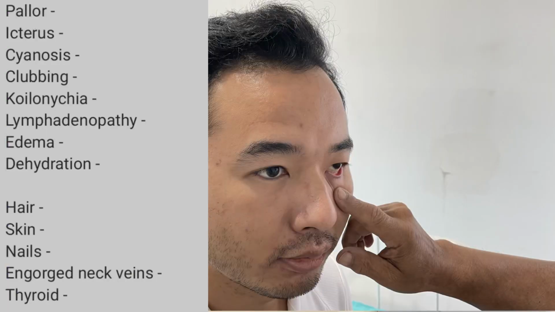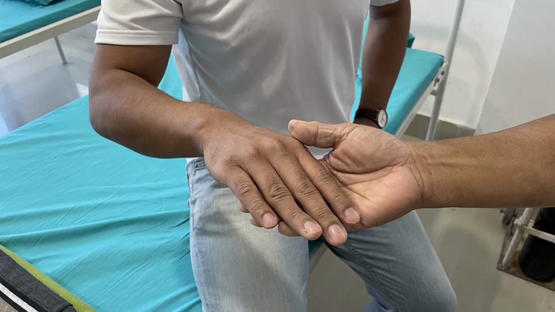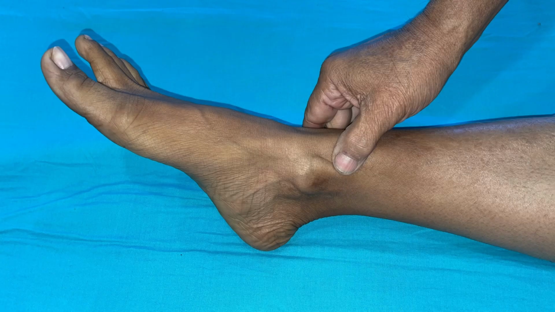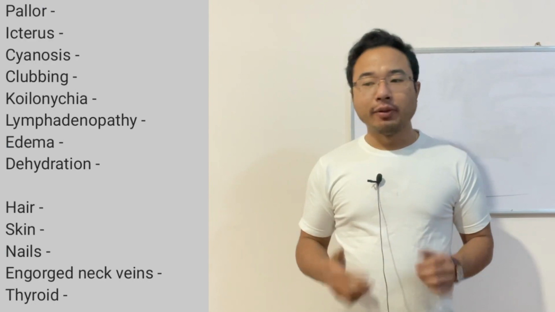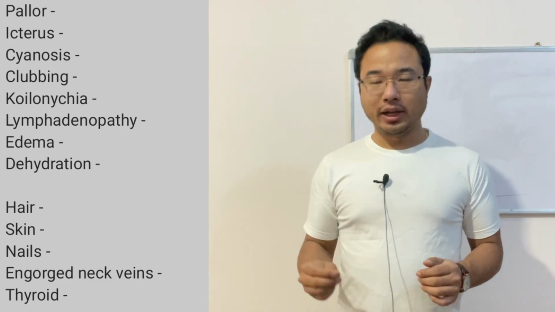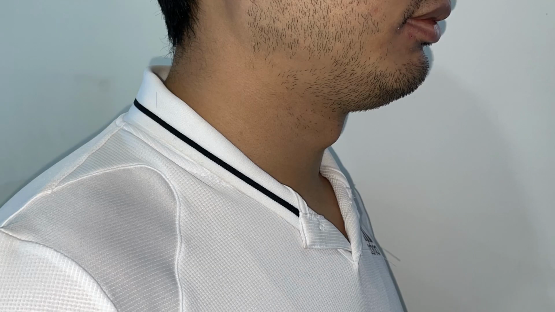After all this comes the second part of the general physical examination, and that is checking the pallor, icterus, cyanosis, clubbing, koilonychia, lymphadenopathy, edema, and the hydration status. We can also take a look into the hair, skin, and nails. Engorged neck veins are present or absent, or any swelling in the neck is present or absent. All this: pallor, icterus, cyanosis, clubbing.